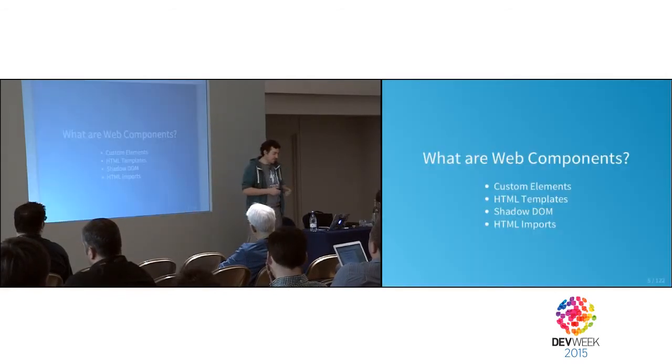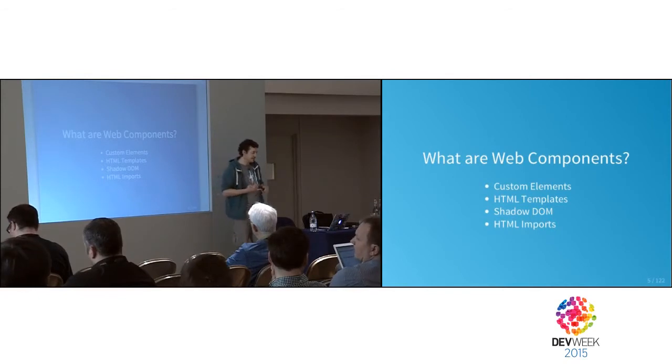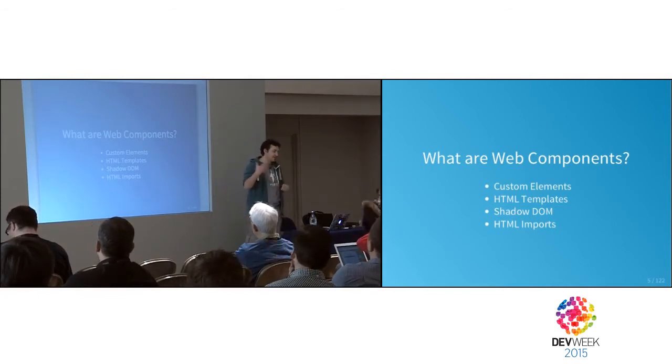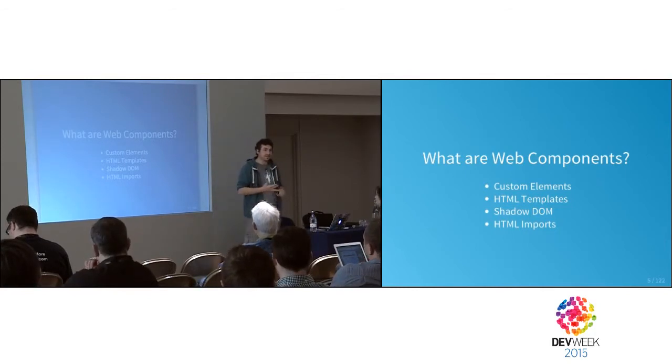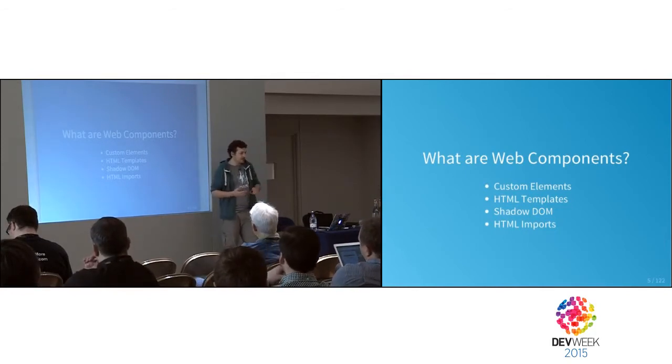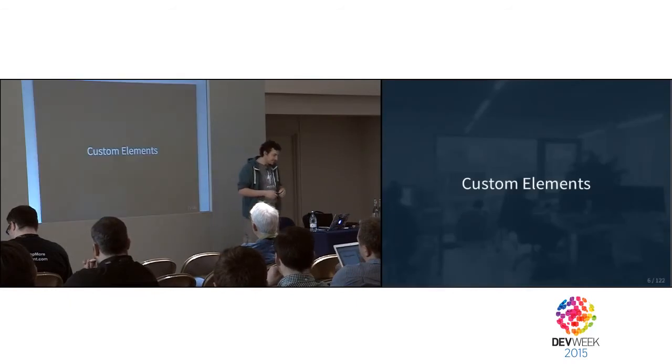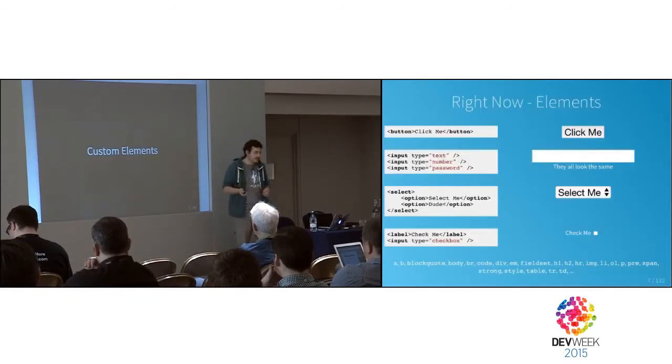So firstly, what are web components? It's broken down into four different parts. There are custom elements, which I think specifically are the most interesting. But then within custom elements, you get to use HTML templates. We've all used some sort of templating functionality before on the web, the shadow DOM, and HTML imports. So firstly, we'll cover custom elements.